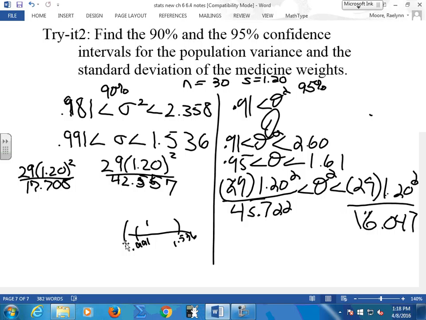So do you notice, guys, if this is 0.95, sorry about that phone call, do you notice that your 95% one is wider? Yes. The same rule still holds.